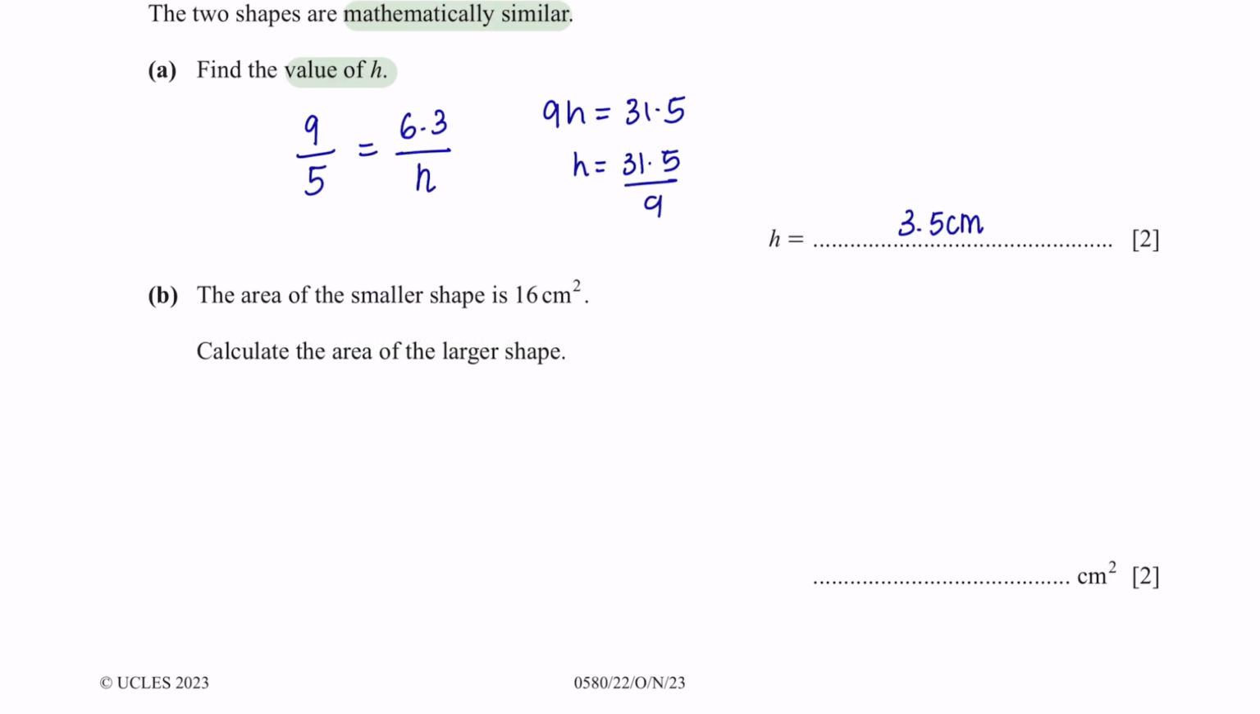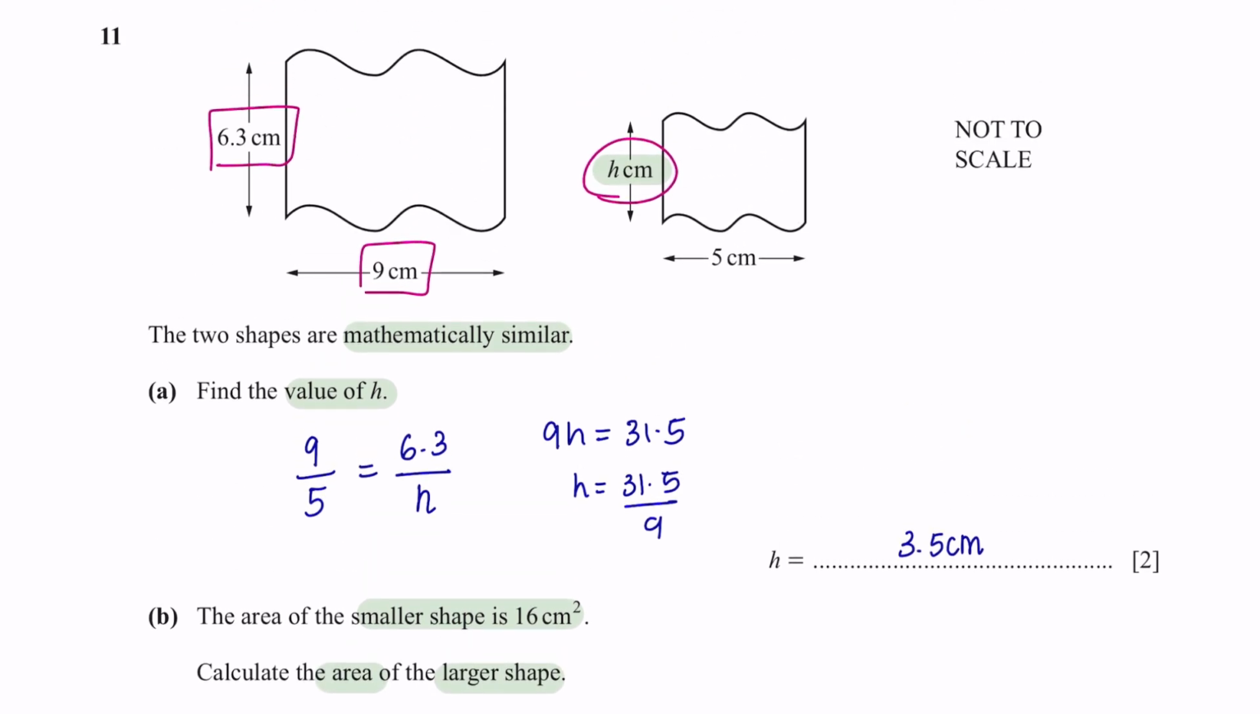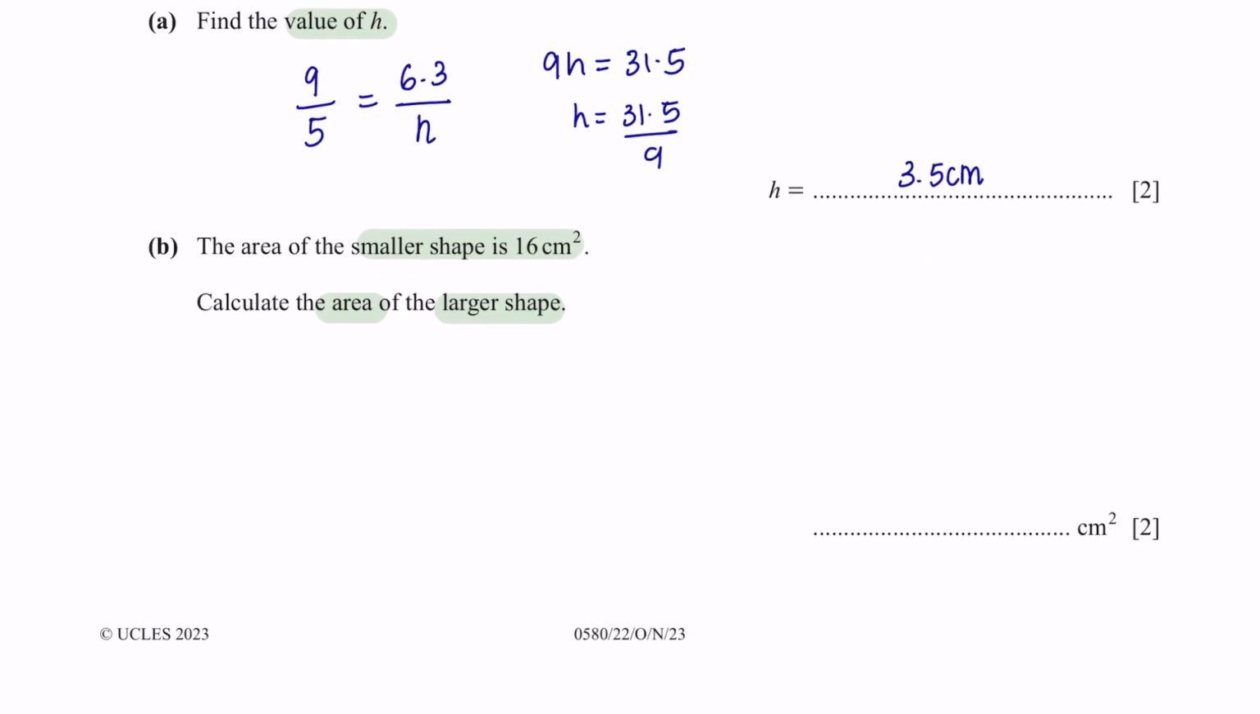Next, question B. The area of the smaller shape is 16 centimeters squared. Calculate the area of the larger shape. Okay, first we have to find the scale of enlargement from the bigger shape to the smaller shape. So we will use k as the scale of enlargement.